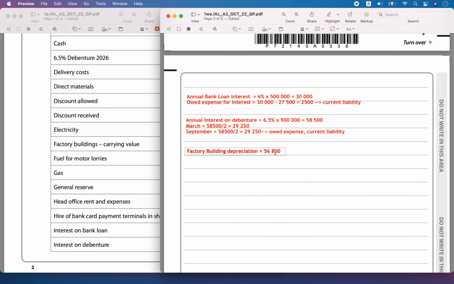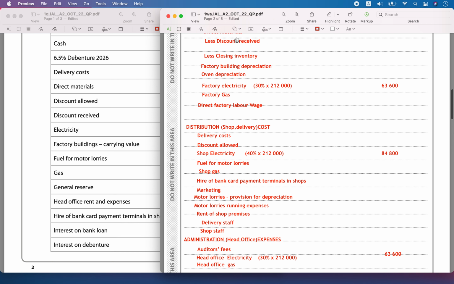That is going to be equal to, so the carrying value is this much, 5,680,000. Okay, for the remaining 40 years, that's going to be equal to 142,000. So this is the factory depreciation. Okay, factory depreciation is 142,000. So let's write it here. It's the cost. So 142,000.